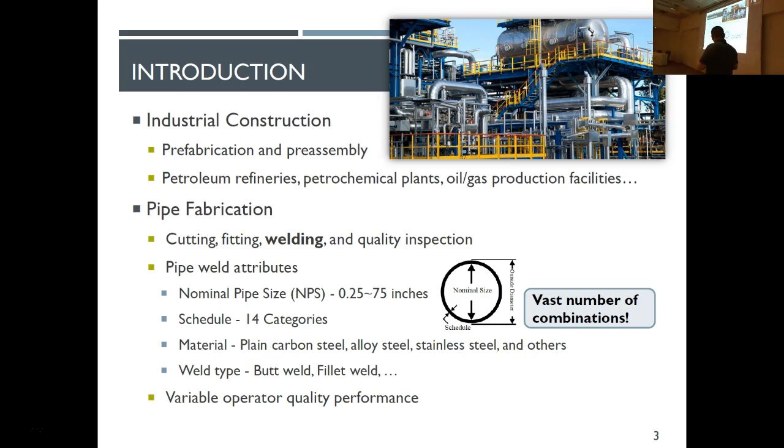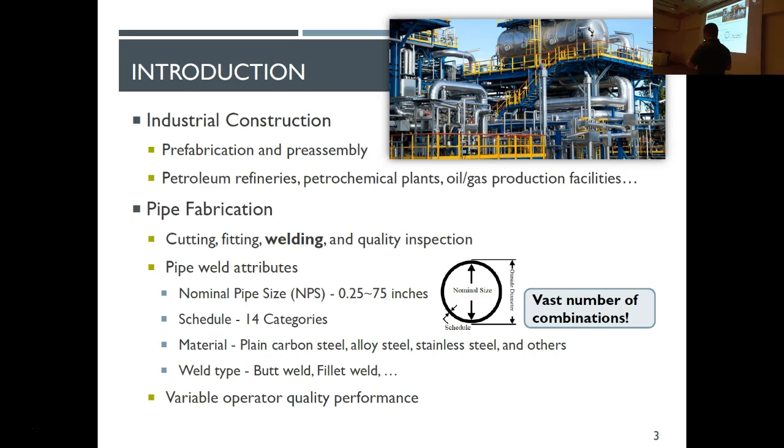So for pipe welding, each pipe weld involves different design attributes, and here I listed all 4 of them. The first one is nominal pipe size. As you can see in the figure, the nominal pipe size represents the interior diameter of the pipe. And pipe schedule is not the schedule planning of that schedule. This schedule means the thickness of this pipe.